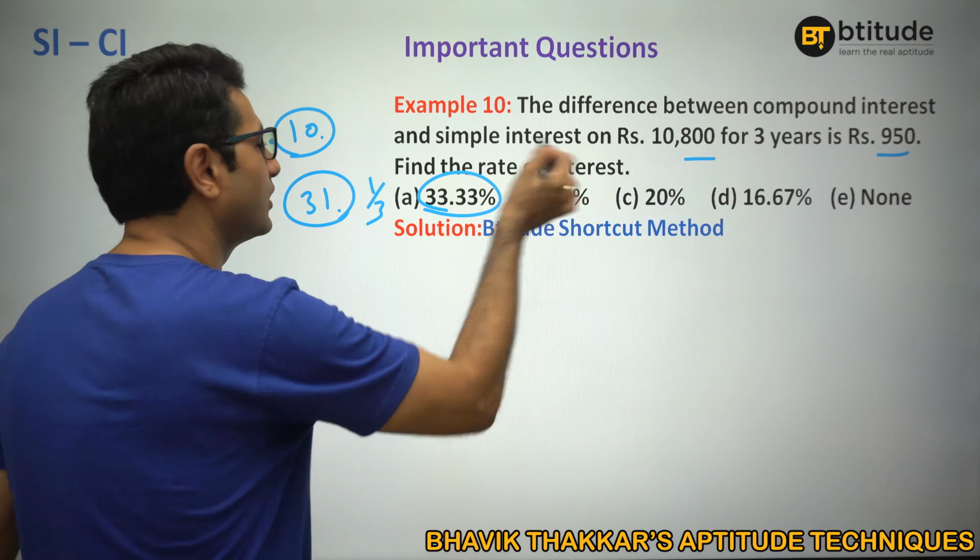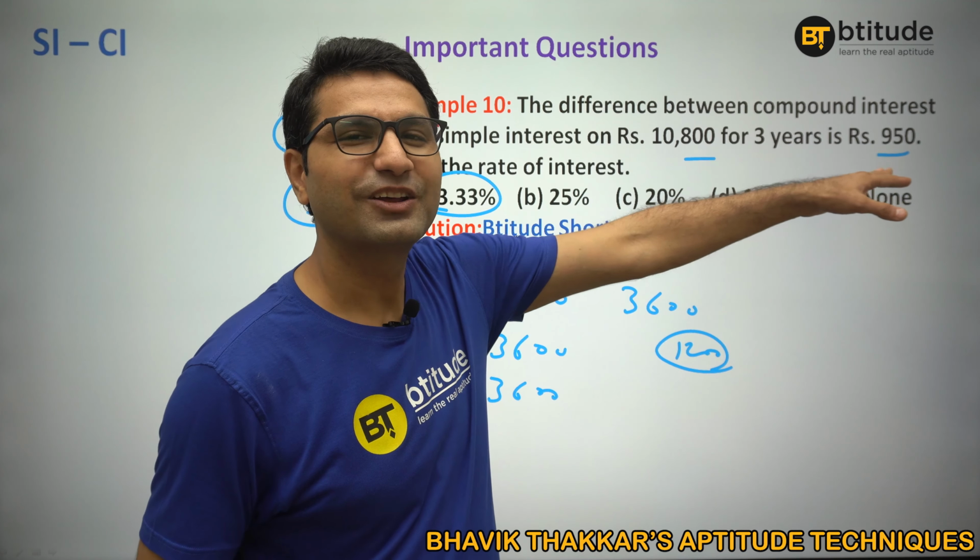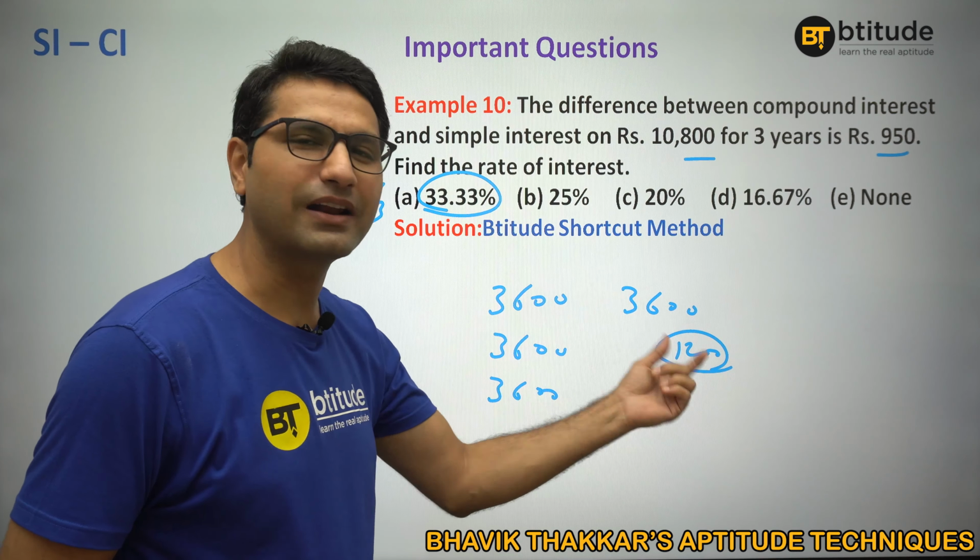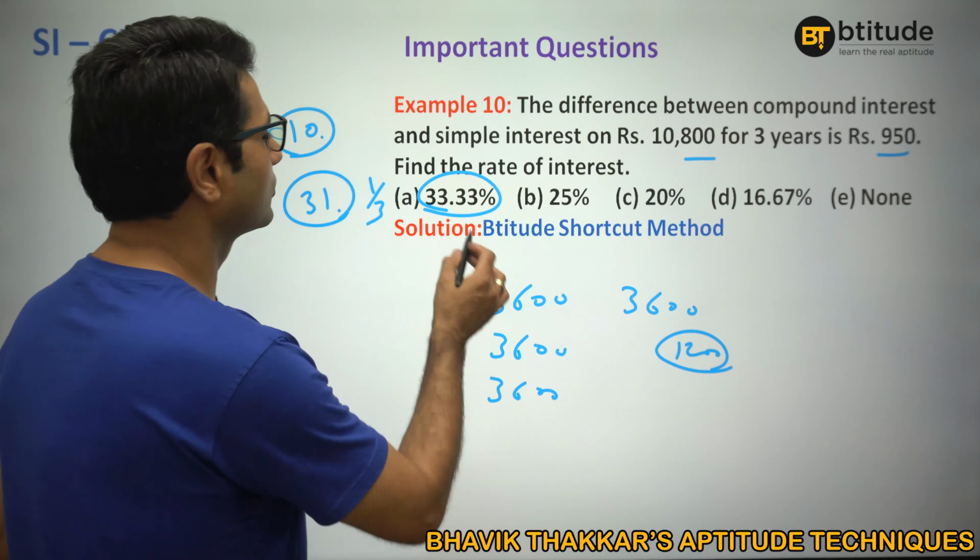CI would be 3600 for the first year, but next, 1/3 of this would be 1200. So the total difference for 3 years is 950, so how can only the 2 years difference be 1200? Not possible. So not this, a bit lesser than this. Maybe 20%. Let's try. 20% is 1/5. If this is divisible by 5 cube, 125, then it can be. Is it divisible by 125? No. Then there is no chance. This cannot be the answer.